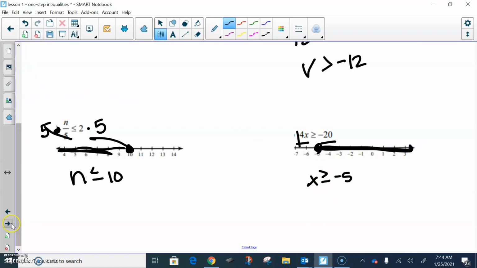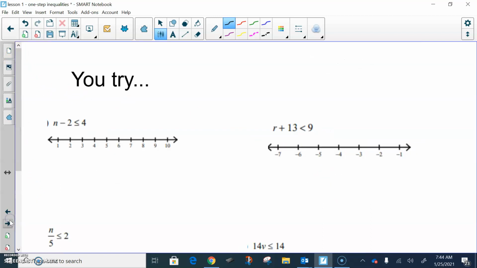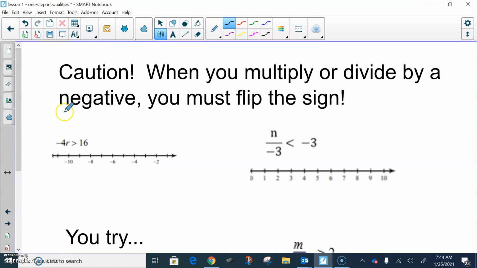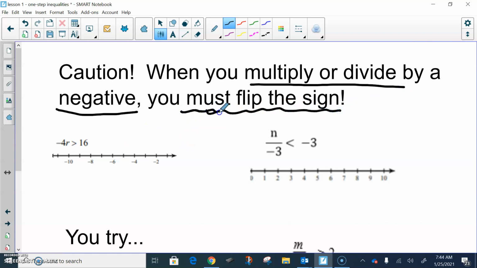All right. There's one little trick we have to be careful about. That's when you have a negative. If you're multiplying or dividing by a negative sign, you have to flip the sign. Don't forget to do that. Be on the lookout for that, okay?